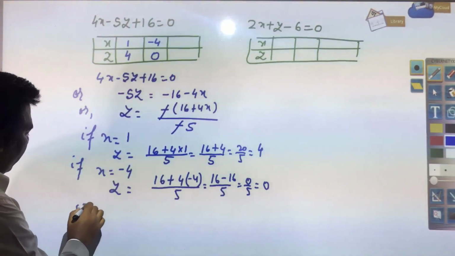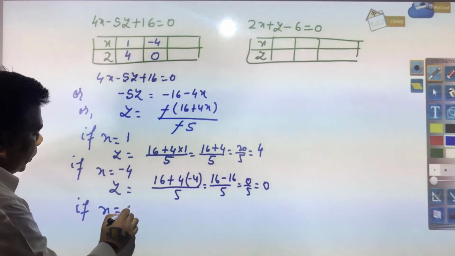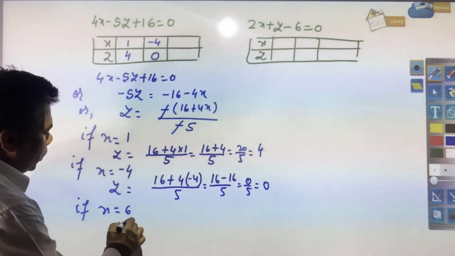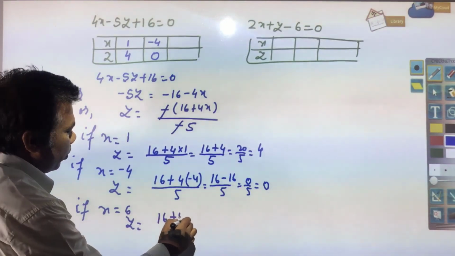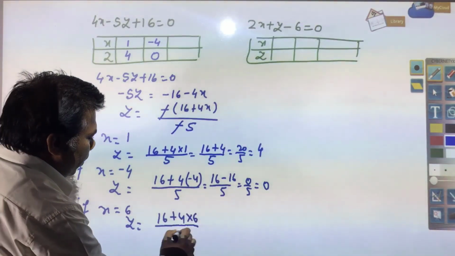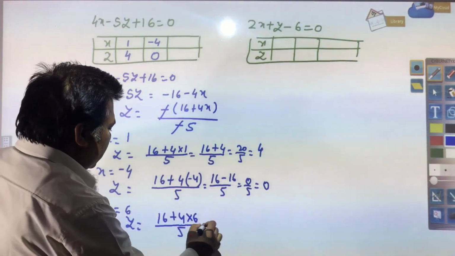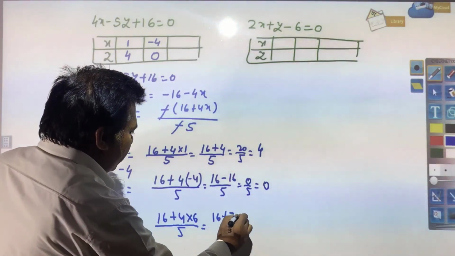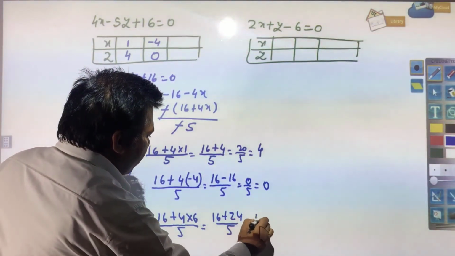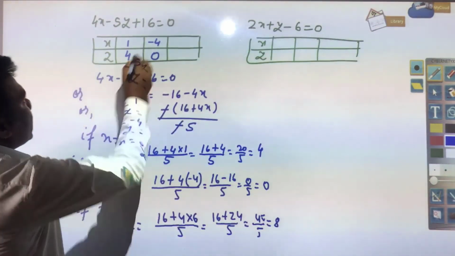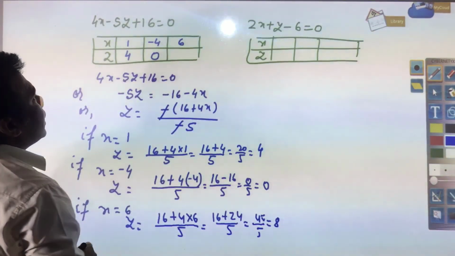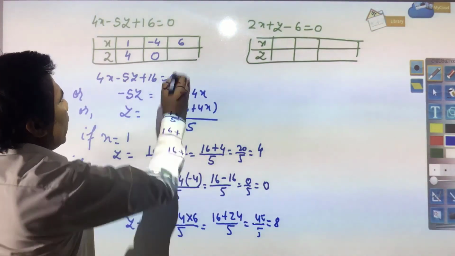Then suppose x is equal to 6. In this case y will be equal to 16 plus 4 into 6 divided by 5. It means 16 plus 24 by 5, which is 40 by 5, and you will get 8. So, when x is equal to 6, y is 8.